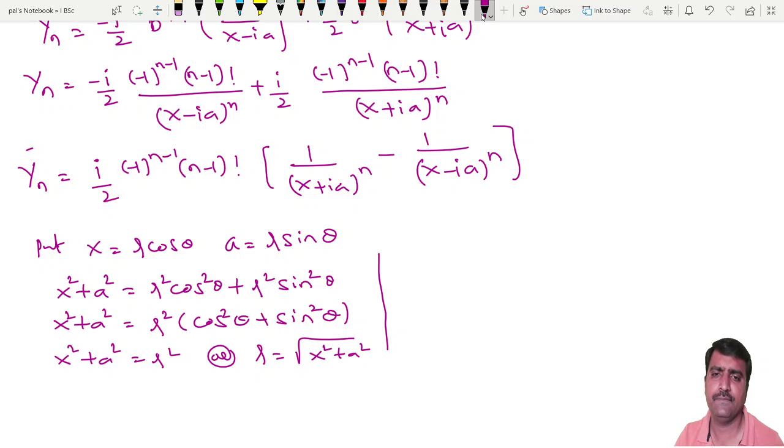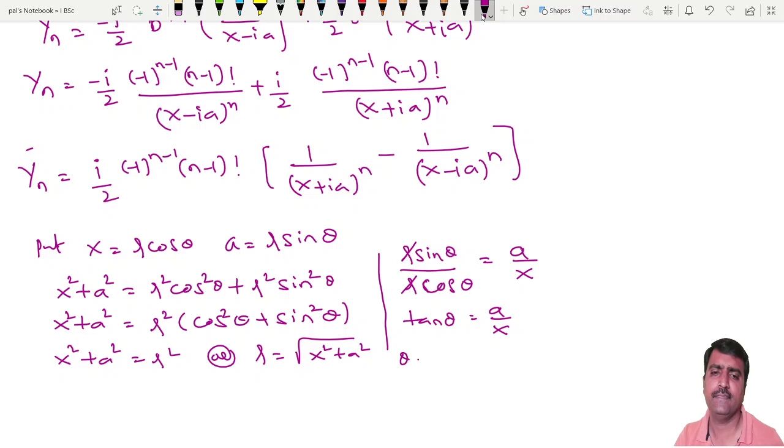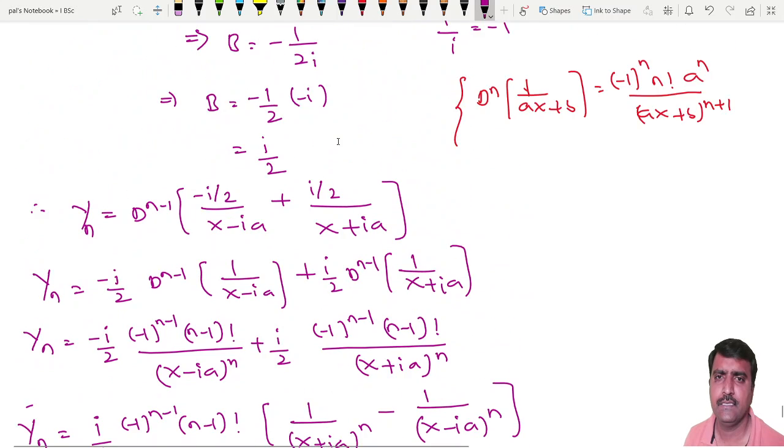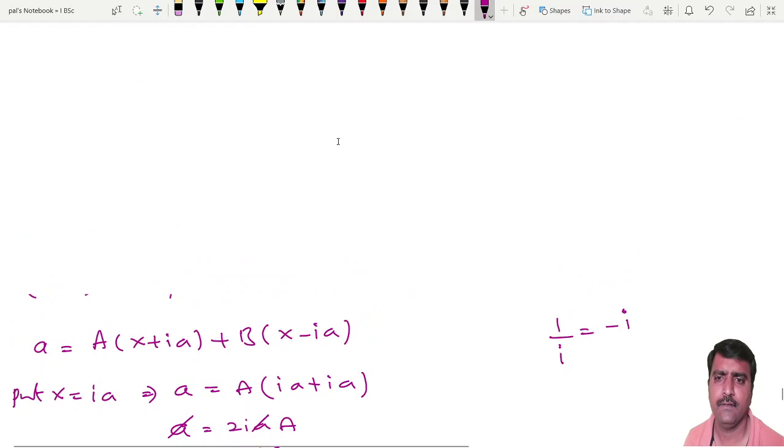Similarly you divide this one, so that is r sin theta divided by r cos theta. You see r sin theta is a, r cos theta is x. So this r and r cancel. Sin theta by cos theta is tan theta. Tan theta is equal to a by x. Theta is equal to tan inverse of a by x. So we need to put all these values here.